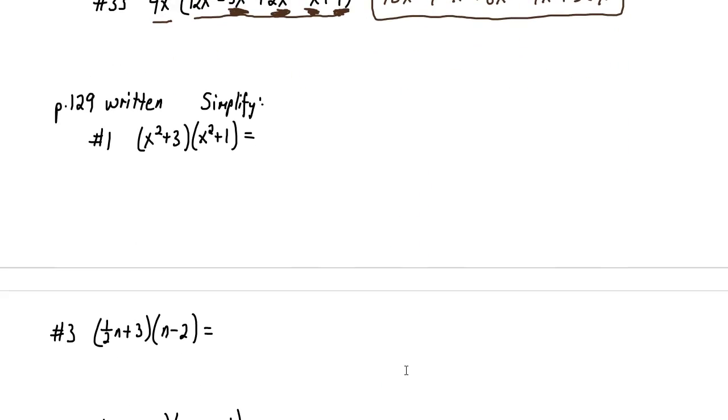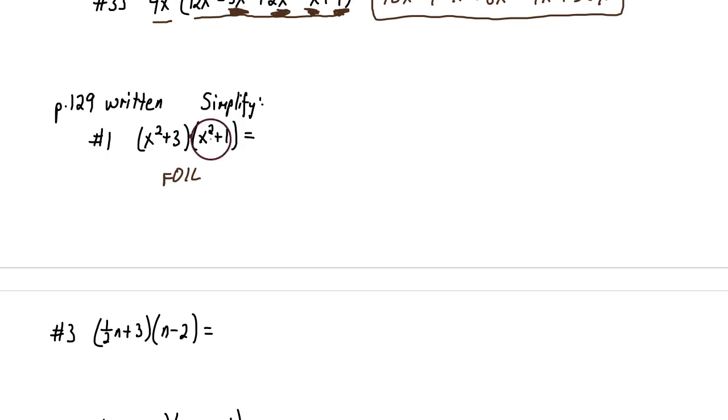Now page 129, the written. We're asked to simplify these, so it's a lot like the ones that we just did. We have to recognize the formation. What are the things being multiplied? They are binomials. So the technique is to use FOIL.